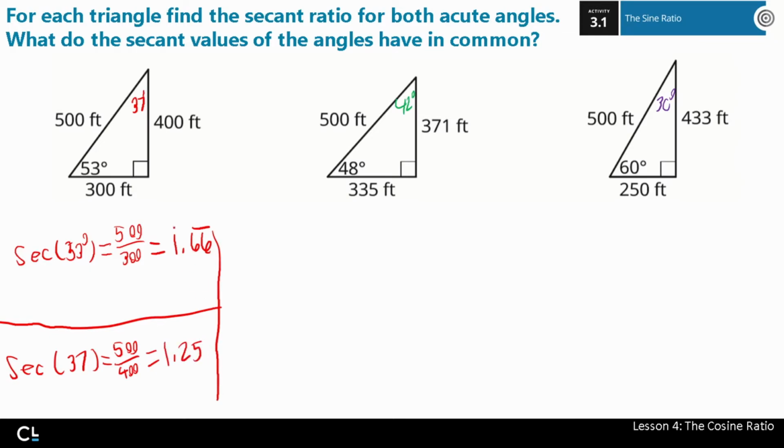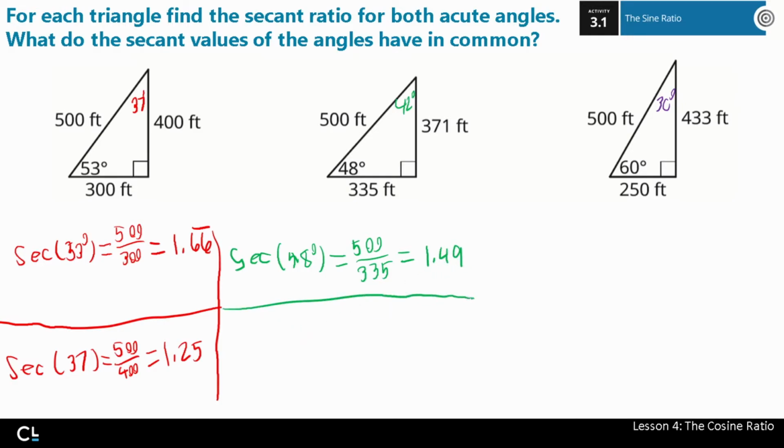Now notice already, both these are greater than 1. So that's one thing that's different than our cosine function. Next up, let me switch colors. So let's do our secant of 48 degrees, which is equal to our hypotenuse, so 500 again, over our adjacent, which is 335. So once again, not simplifying, just going to plug it into the calculator. And we get, I'm going to round it to the second decimal place, just like we have these. We get 1.49.